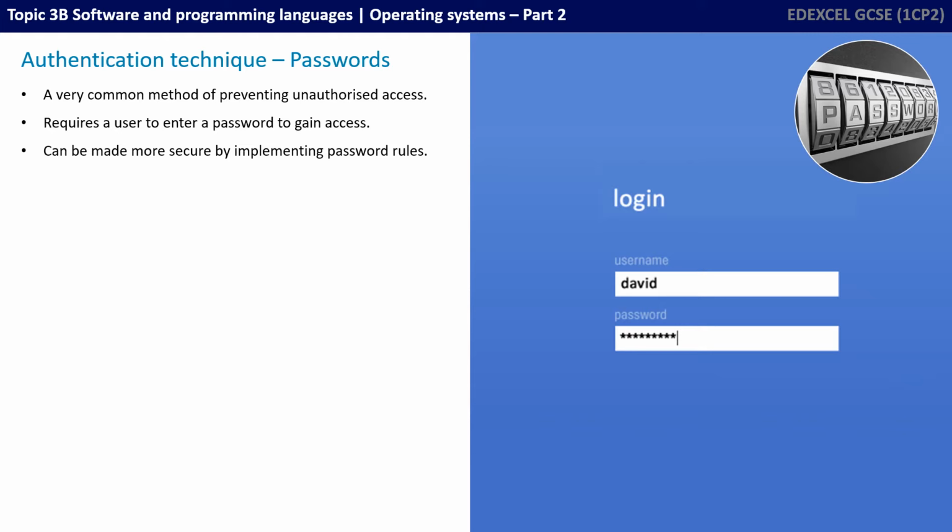Many systems require you to authenticate in order to log in and use the user interface, and this is obviously very typical of a network at a school or a business. You have to know about the different authentication techniques that can be used. The most common is simply the use of a username and password, and it's a very common method of preventing unauthorized access. It requires you to enter both to gain access and can be made more secure by implementing certain password rules.